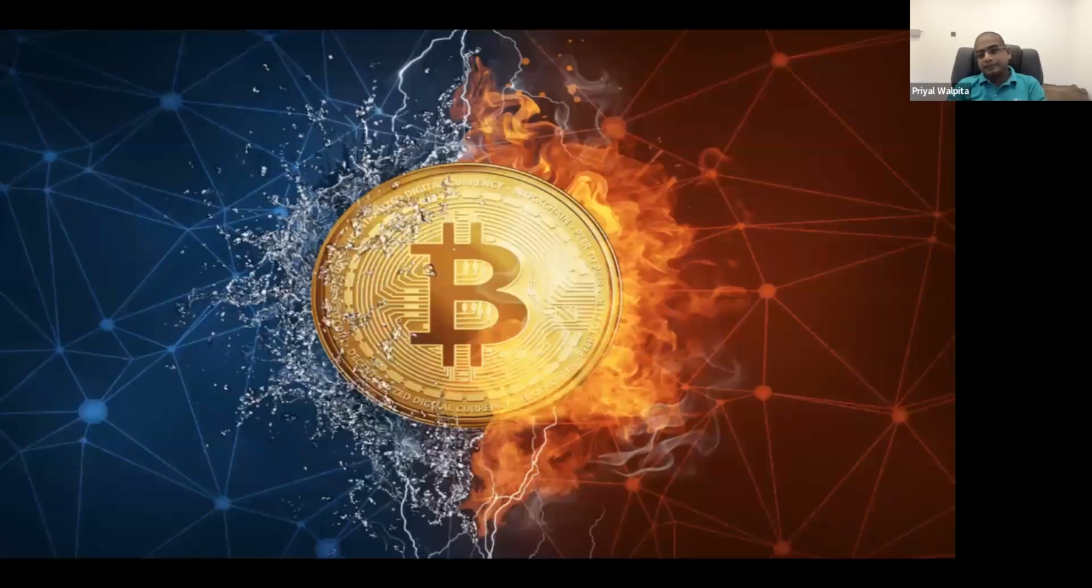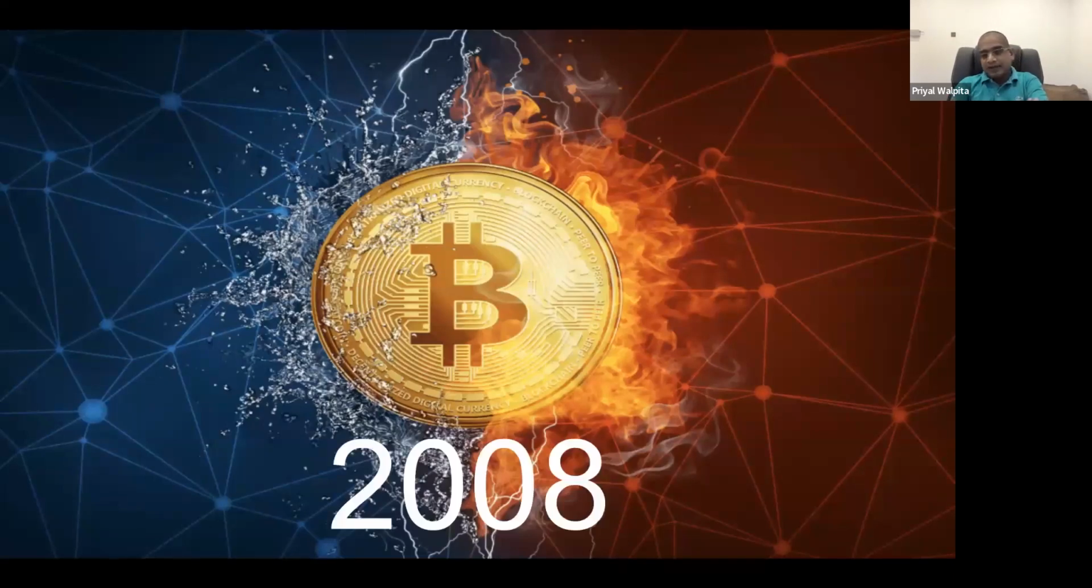Something happened in 2008. A new money system called Bitcoin was introduced. A guy called Satoshi Nakamoto published a white paper on Bitcoin. So what is this revolution? Centralized coin minting became decentralized for the first time after so many centuries.